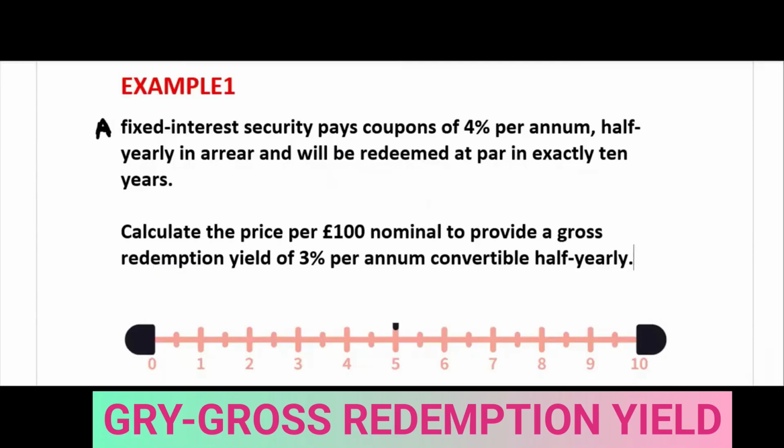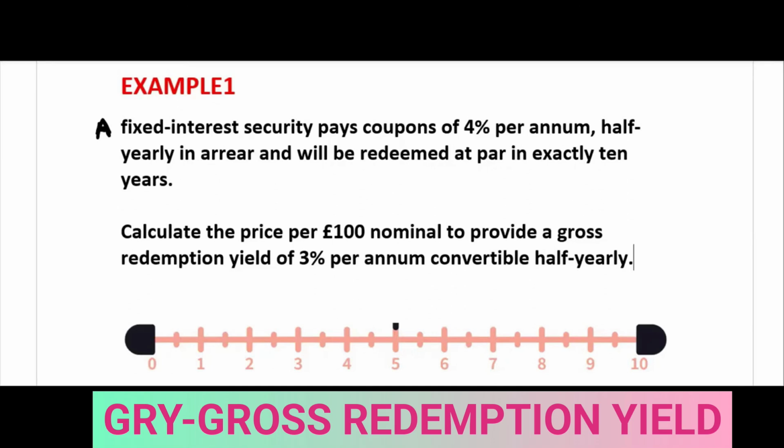A fixed interest security pays coupons of 4% per annum half yearly in arrears and will be redeemed at par in exactly 10 years. Calculate the price per 100 nominal to provide a gross redemption yield of 3% per annum convertible half yearly. This is the question.